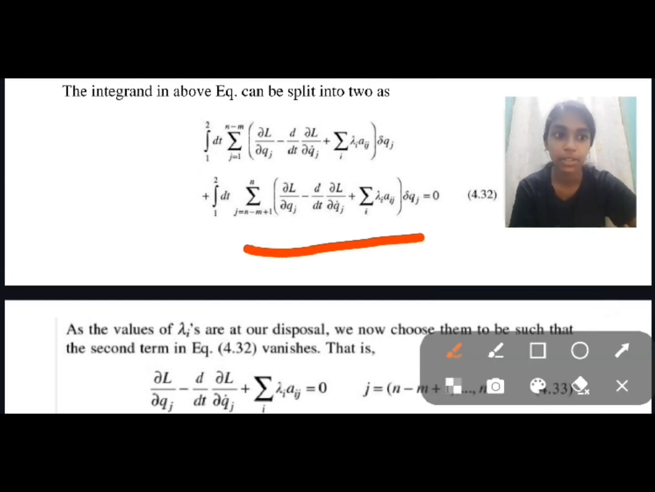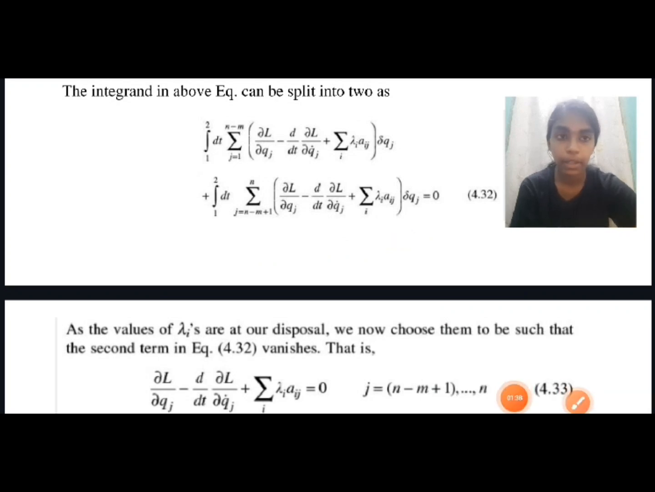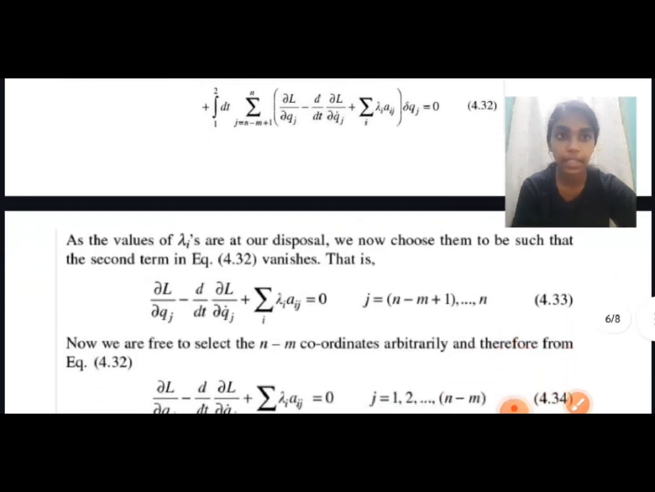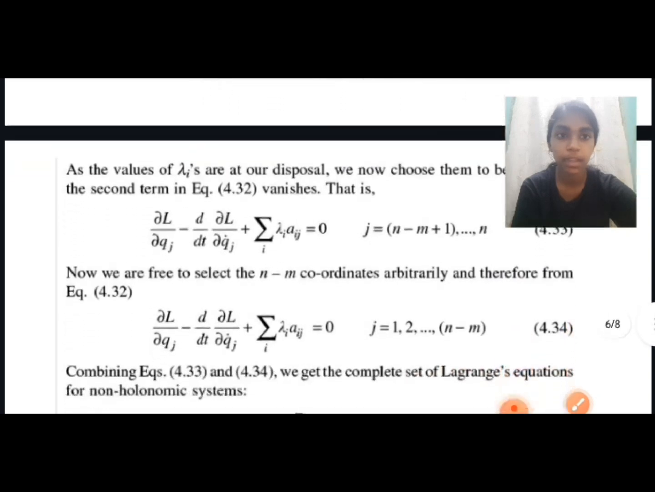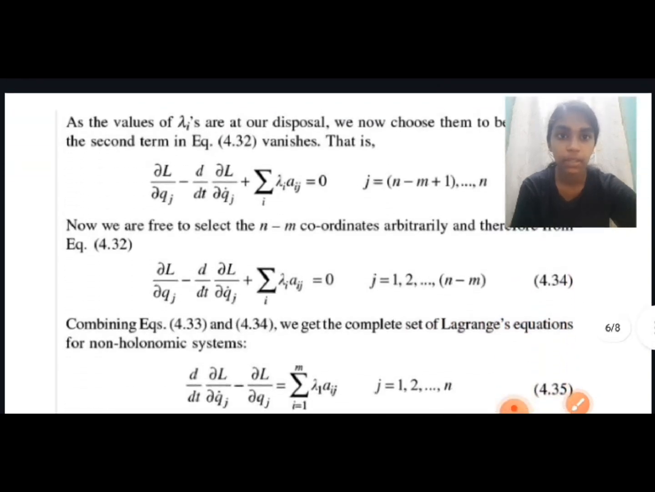This term vanishes, that is, ∂L/∂qj minus d/dt ∂L/∂q̇j plus summation over i of λi aij is equal to 0. Here the j value is from n minus m plus 1 till n. Now we will take the first term: we are free to select the n minus m coordinates arbitrarily, and therefore ∂L/∂qj minus d/dt ∂L/∂q̇j plus summation over i of λi aij is equal to 0. Here the value of j is from 1 to n minus m.